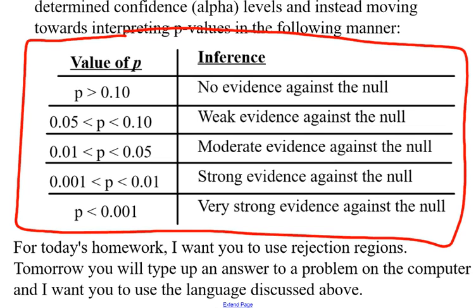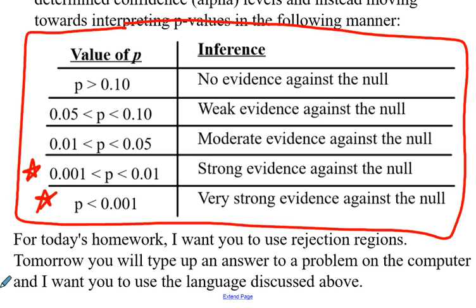If you have a p-value bigger than 10%, we would say there's no evidence against the null. You found something that occurs 10 or more percent of the time, that's not unusual. If you find something that occurs between 5 and 10% of the time, we would say weak evidence against the null. Between 1 and 5% of the time, moderate evidence against the null. Between 1% and 0.1%, that's rare enough that we say you have strong evidence against the null. This is when you can start to really make true claims in real life. If you find something that occurs less than 0.1% of the time, you have very strong evidence against the null, and that's when you can really start to say that you're going to support the alternative hypothesis.